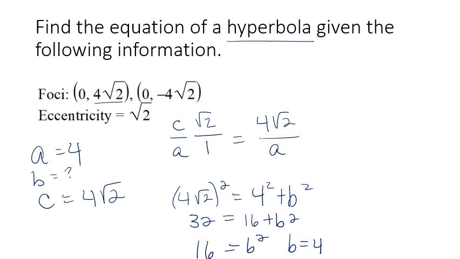Again, if you notice that our foci are in the y spots, that means we're going to start with y. Y squared is going to go over our A squared, which is, in this case, 16. But it's actually going to be the same as the other one, which is 16, equals 1.